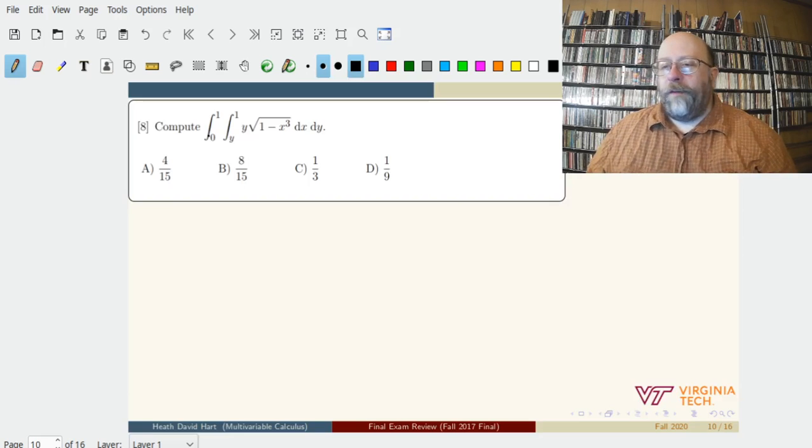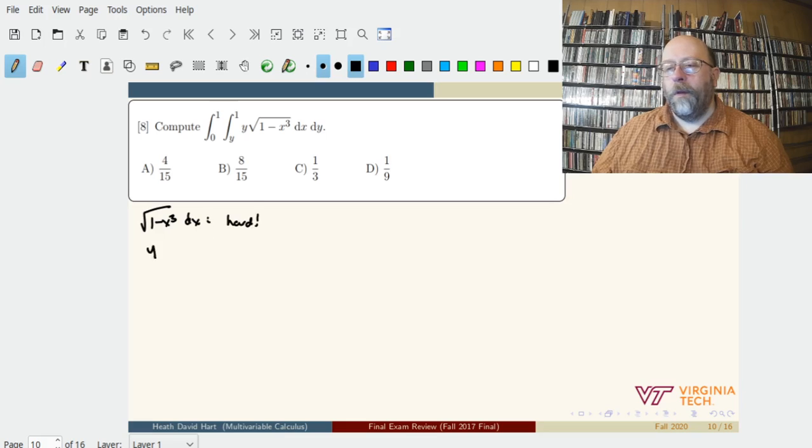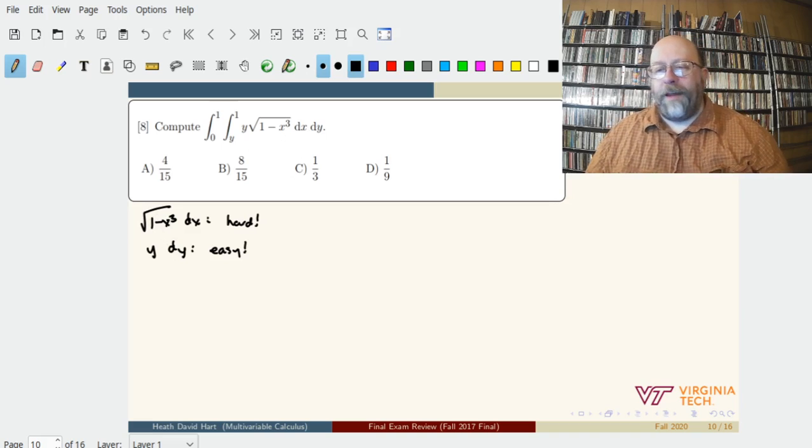Let's see what we did with this one. Compute this integral. Okay? Well, this x cubed inside a square root with respect to x is hard to integrate. But y by itself is pretty easy to integrate. So what we would like to do is switch the order so that we can do the dy integral first and hope that that then changes the problem so that we don't have to do this hard integral anymore. So we'll start by drawing a picture.